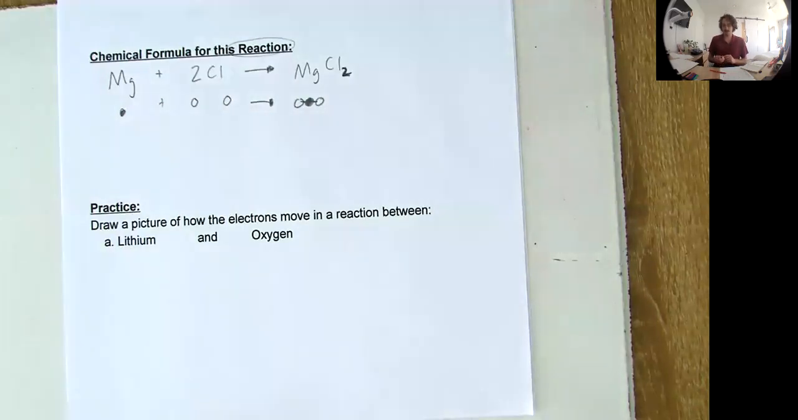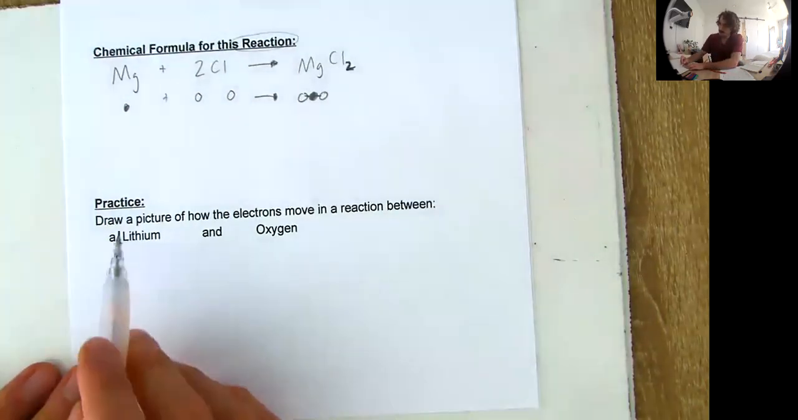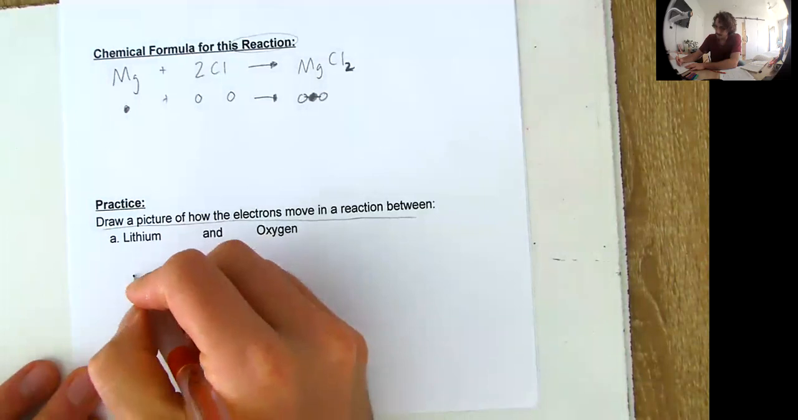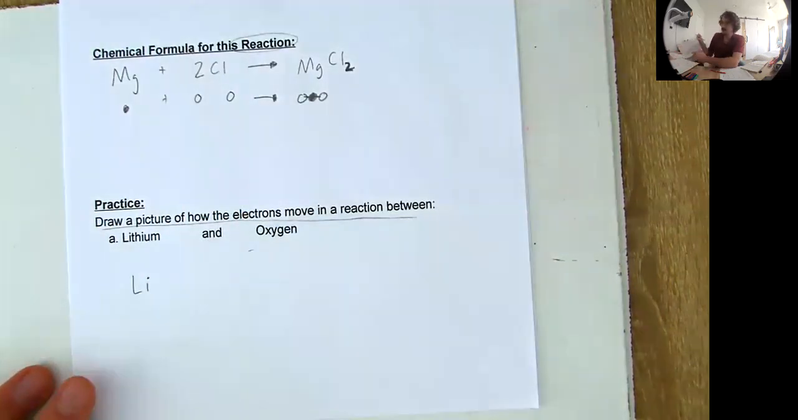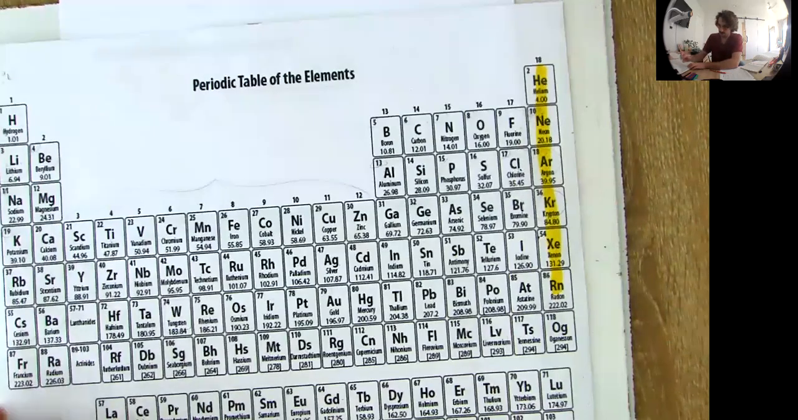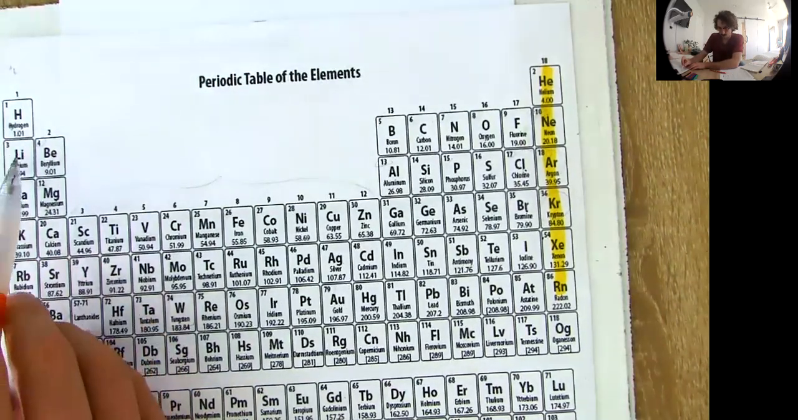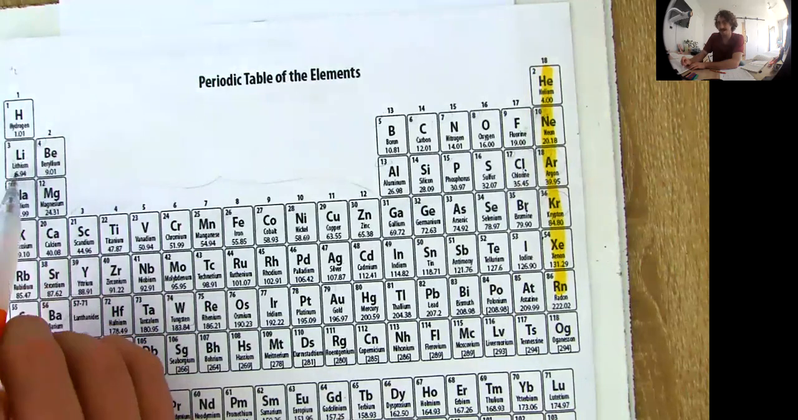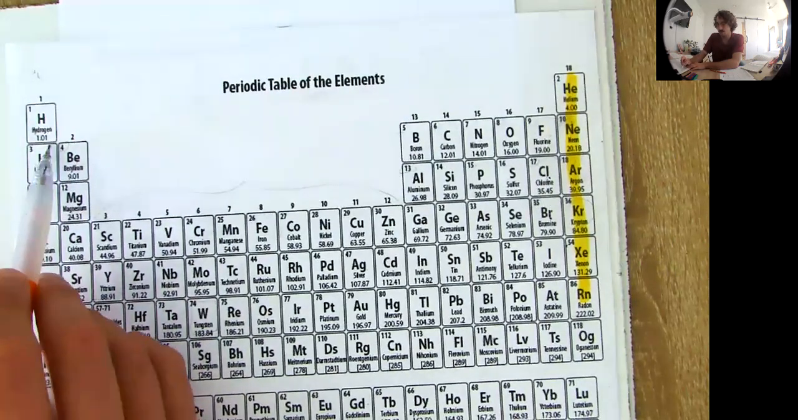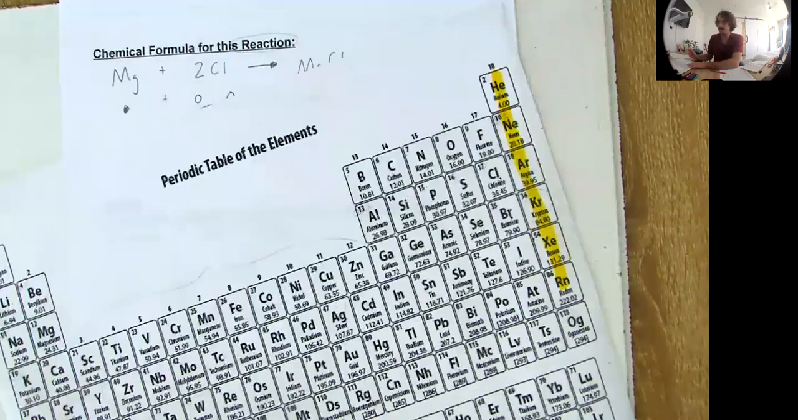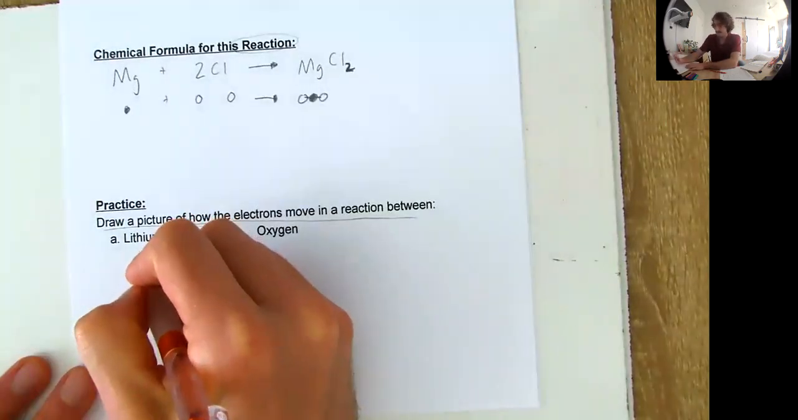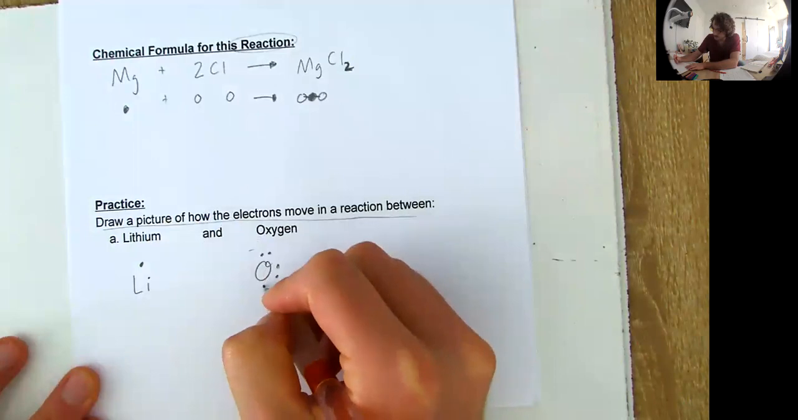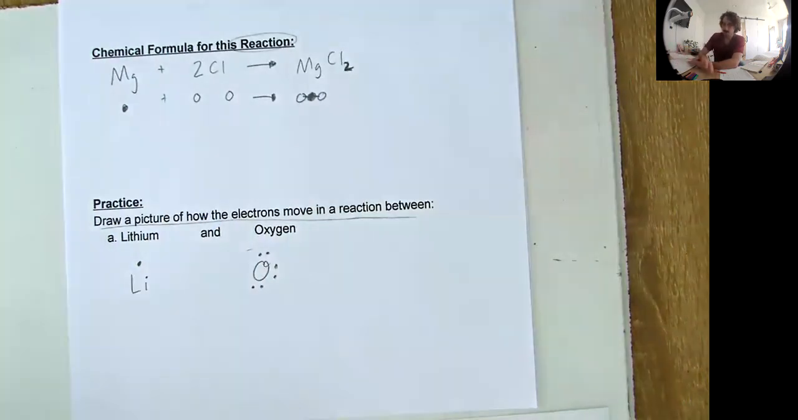Okay, let's just keep pumping through these examples and maybe you'll start getting it. So let's draw a picture of how the electrons move in a reaction between lithium and oxygen. Well, it would help to write the Lewis dot structures like I was showing you above. Lithium, in its Lewis dot structure, only has one dot because it has only one box on the second row of the periodic table, which corresponds to the number of electrons that it has on the outermost shell. So lithium only has one dot because it has one valence electron. So there's lithium. And oxygen is over here, and you should be familiar with oxygen by now. It has 6.